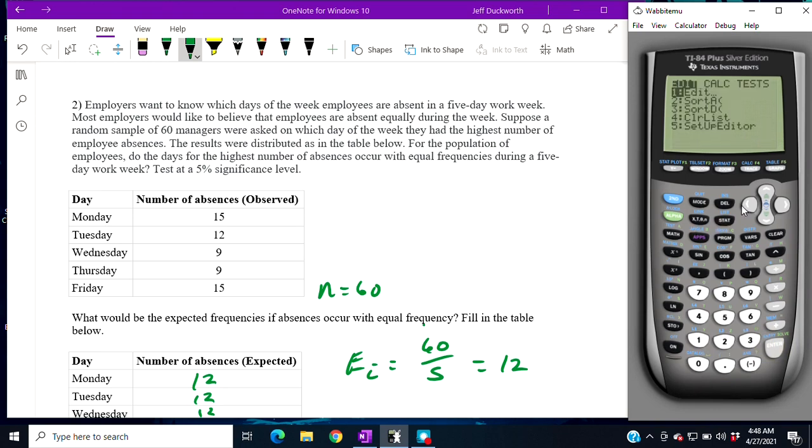All right, same test. Stat, tests, go up for chi-squared GOF. Also degrees of freedom 4. You may have to change that.